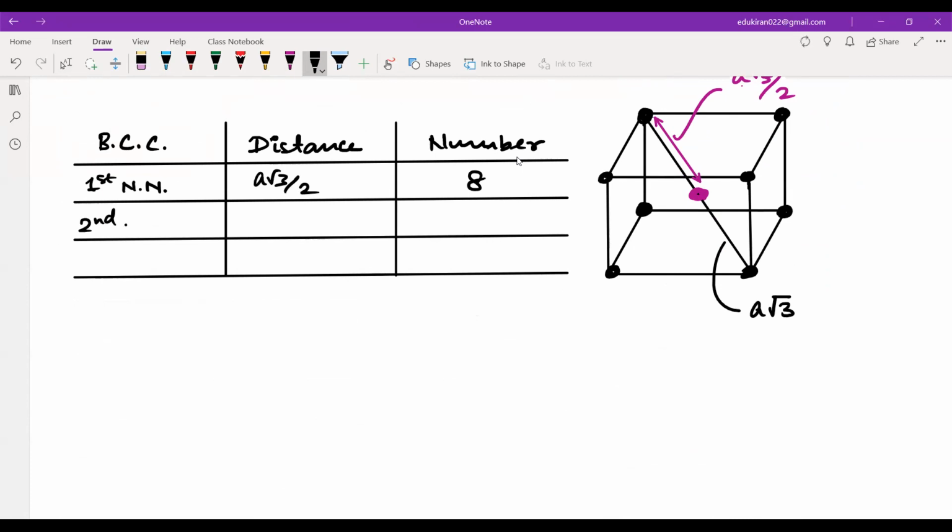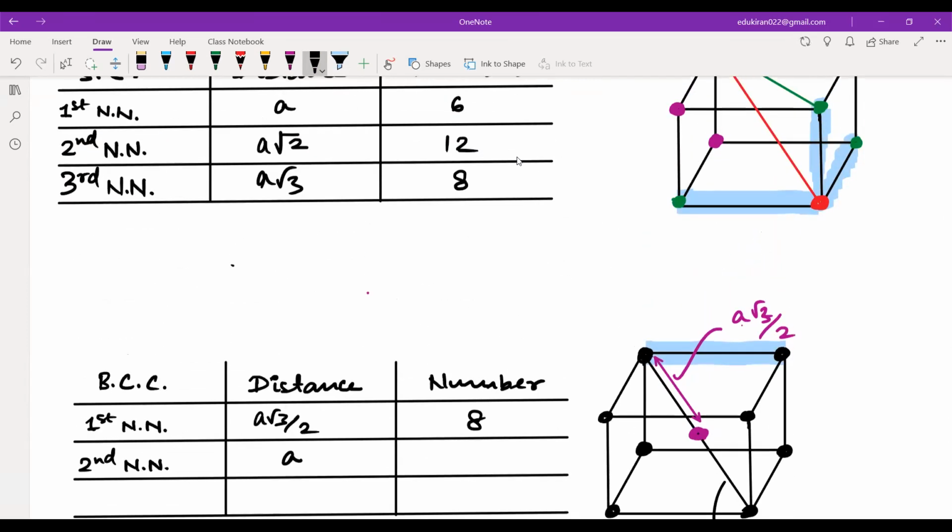Second nearest neighbor. Which will be your second nearest neighbor? Your second nearest neighbor will be this one, the A one, right? Yes or no? If you see this distance, it is A root 3 by 2, so the body diagonal is A root 3, which is more than A. So the second nearest neighbor will be at distance A. If you have distance A, how many will there be? 6. Correct? Yes or no?